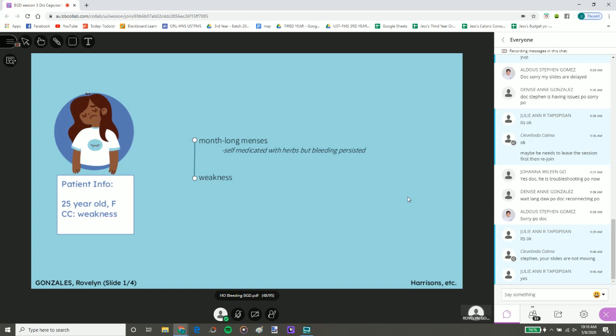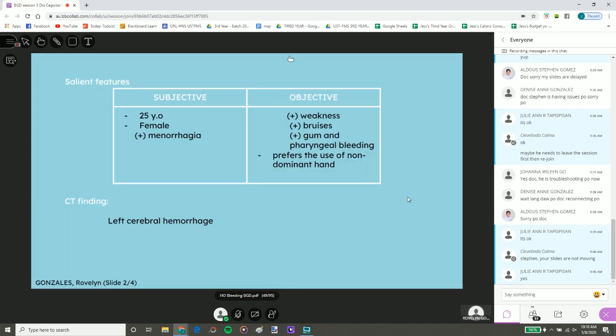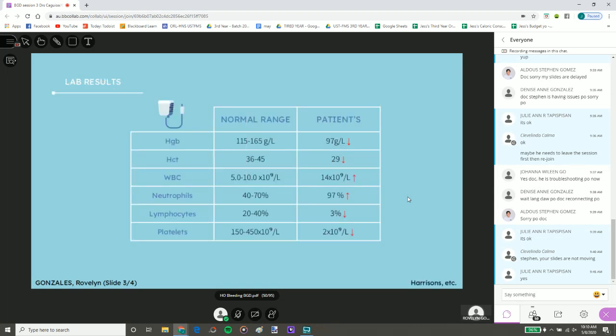So for the salient features: the age of the patient, female, menorrhagia, weakness, bruises, gum and pharyngeal bleeding, and the preferential use of the non-dominant hand. On CT, left cerebral hemorrhage was noted. So for the laboratory results, hemoglobin, hematocrit, lymphocytes and platelets are low, whereas white blood cells and neutrophils are increased.